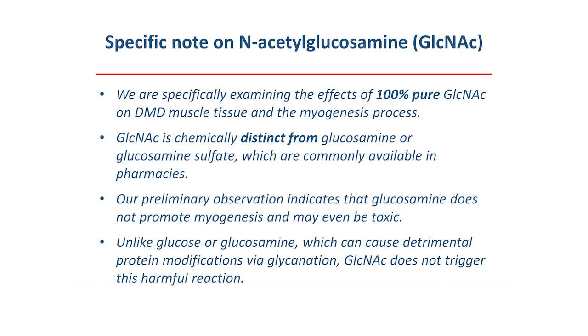Unlike glucosamine, which does not promote myogenesis and may be even toxic, glucagon shows promising results without these drawbacks. Furthermore, while the glucose and glucosamine can lead to detrimental protein modifications called glycation, a process potentially harmful to the cells and muscles, glucagon does not trigger these harmful reactions. This makes it safer and more viable option for our therapeutic goals.